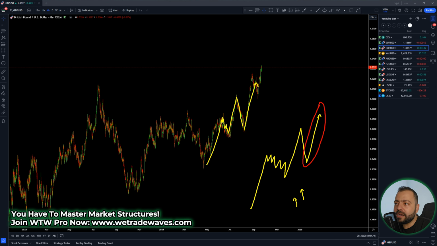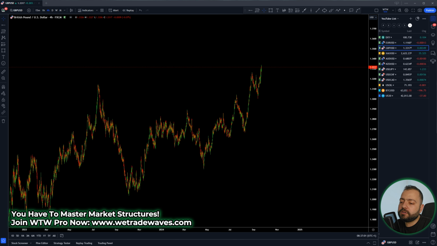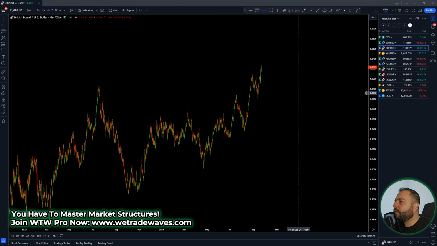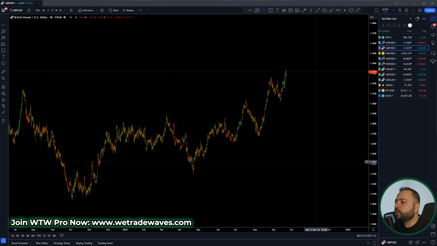All you have to do is master the structures. Once you master the structures correctly, that's it. Once you see it, you cannot unsee it. This is what we always say to our members, guys. Look at this. This is the message. Once you start to see the charts the way we see them, you can't unsee it. That's the reality, guys, all right? That's why once they learn it, that's it. They don't need anything else. They don't need any course, anything else to know how to read the charts.